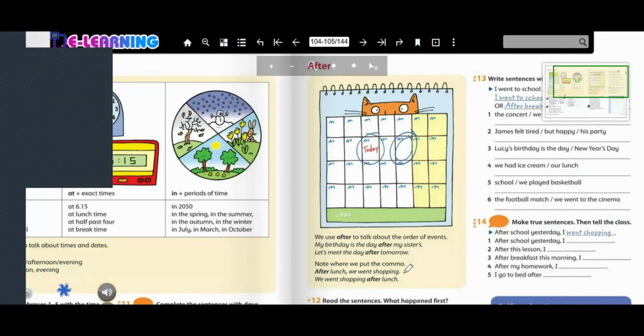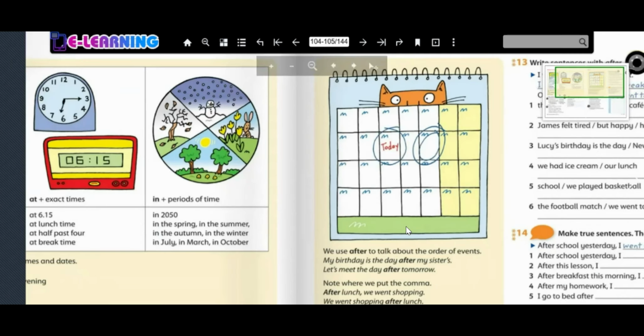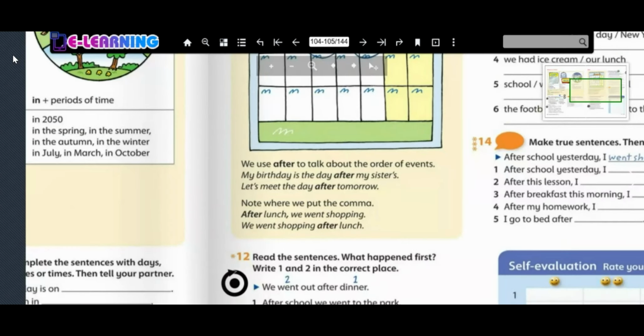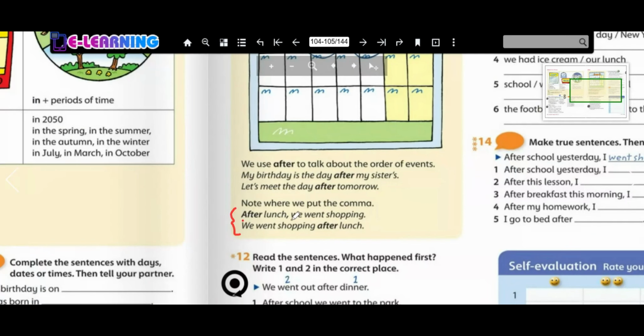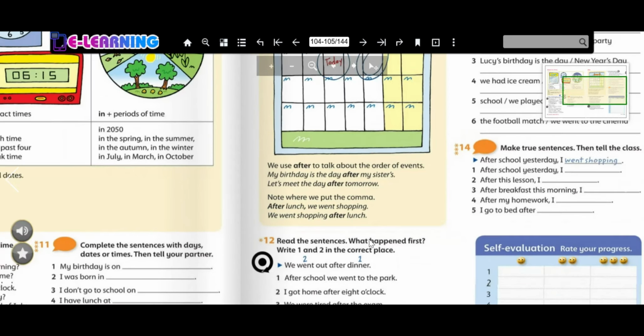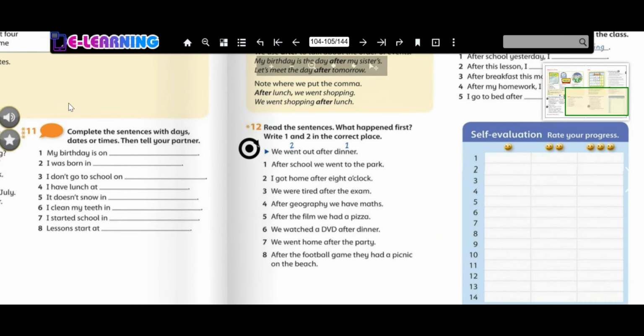There's one thing that we need to notice, which is where we put the comma. So you look at these two examples. After lunch, comma, we went shopping, or we went shopping after lunch. These are completely fine, equally. But if you write "after lunch" first, then we have to put the comma after it. If you write "after lunch" later, then you don't need the comma anymore. All right? Notice that.